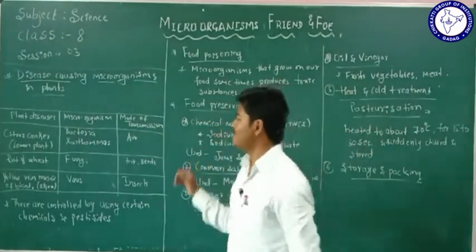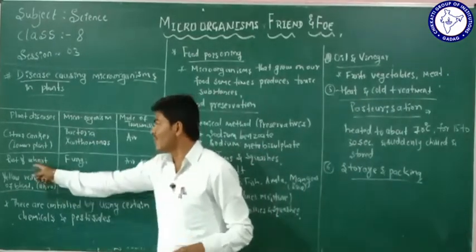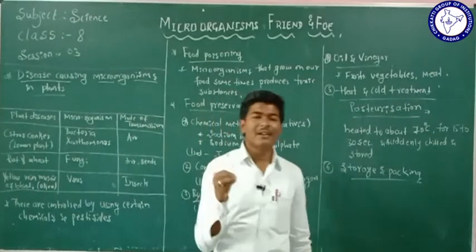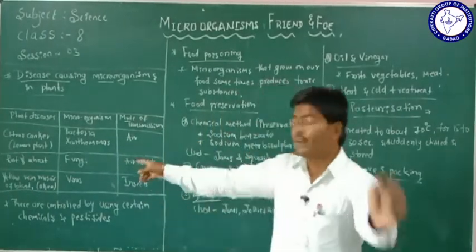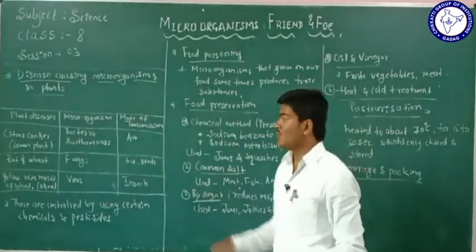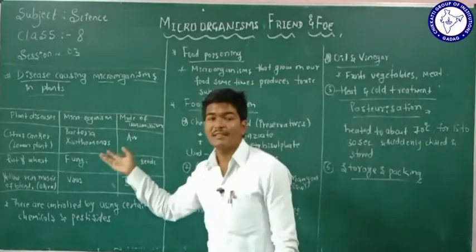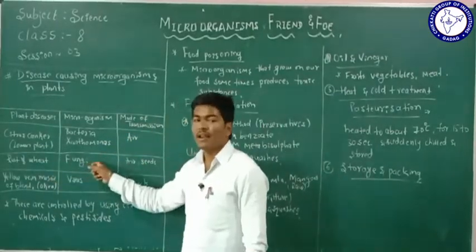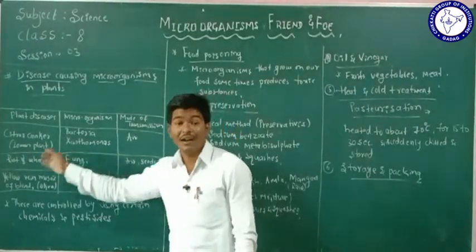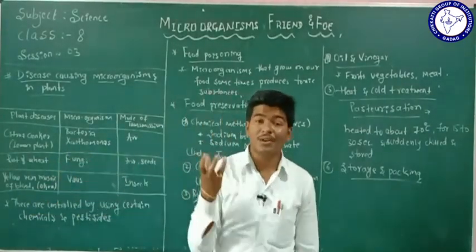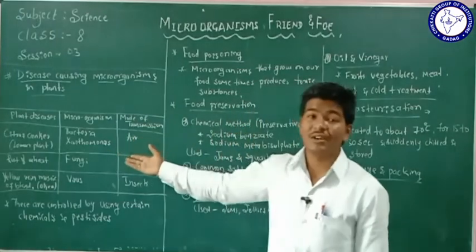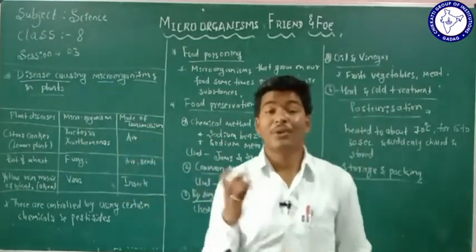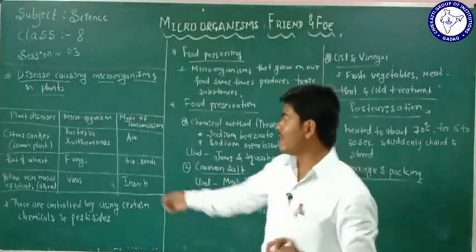Another disease I am discussing here is rust of wheat. See here, rust of wheat. It is one of the diseases caused in wheat and barley like plants. Which microorganism causes this disease? This disease is caused by a microorganism called fungi. It is a fungal disease which we see in rust of wheat. In the wheat plants and barley plants, we see the rust of wheat.